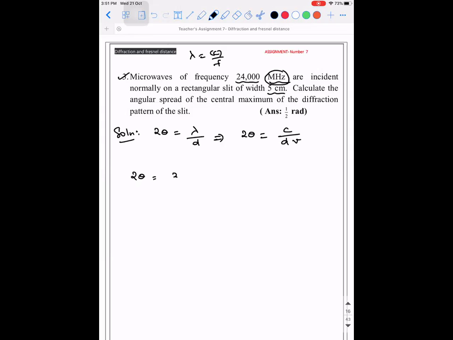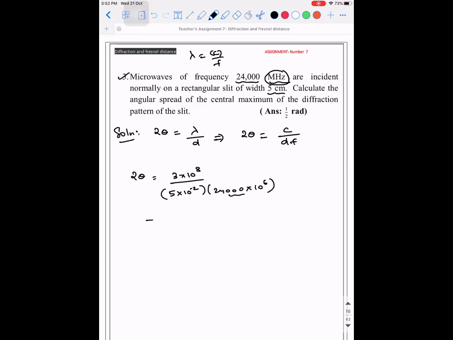So 2 theta is equal to 3 into 10 power 8 divided by d, which is how much? 5 centimeter, 5 into 10 power minus 2 into f. So what is the frequency? It is 24,000, no? 24,000 into 10 power 6 hertz. Once you calculate this, you will get the answer.